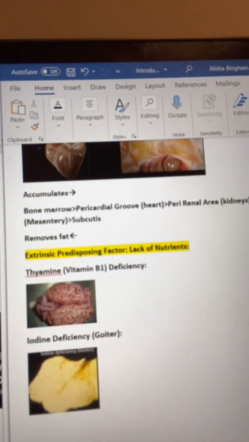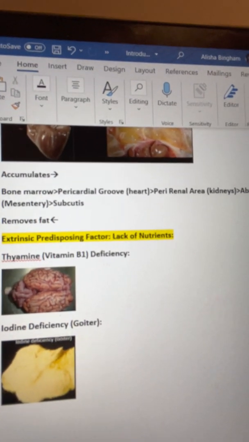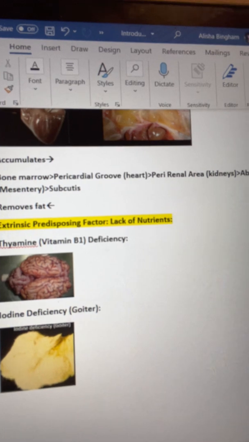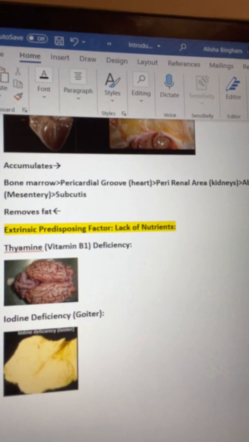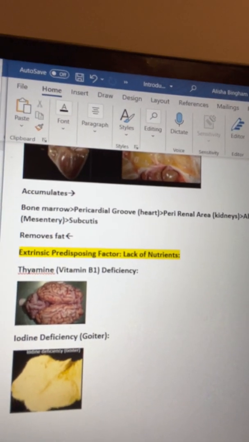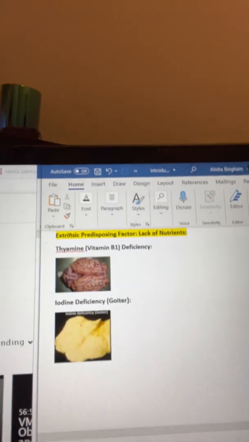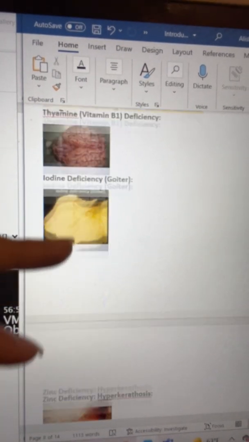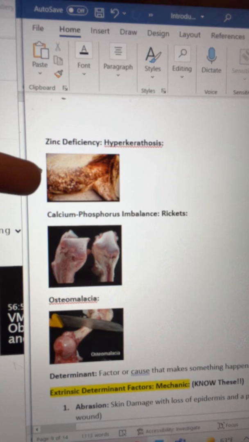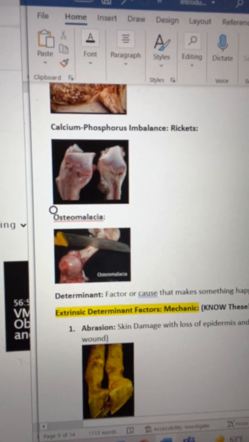So we accumulate fat, starting with bone marrow to pericardial groove, which is the heart, the perirenal area, which is the kidneys, the abdomen, and then our subcutis. We remove fat. So when we start exercising, the fat that comes off first is our subcutis, and then our abdomen, and then down the line backwards. So extrinsic predisposing factor, lack of nutrients, we have thiamine, which is vitamin B1 deficiency. Here we have iodine deficiency, we have zinc deficiency here, we have calcium phosphorus imbalance, which means rickets, and then we have osteomalacia.